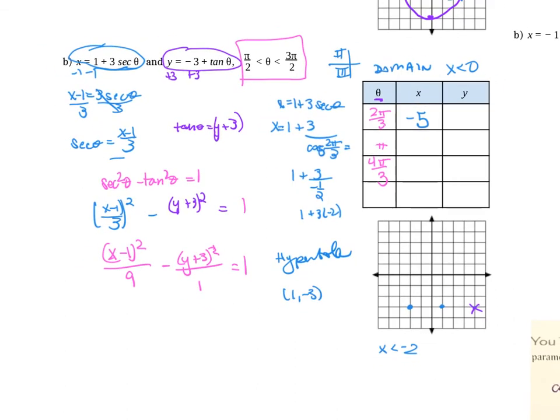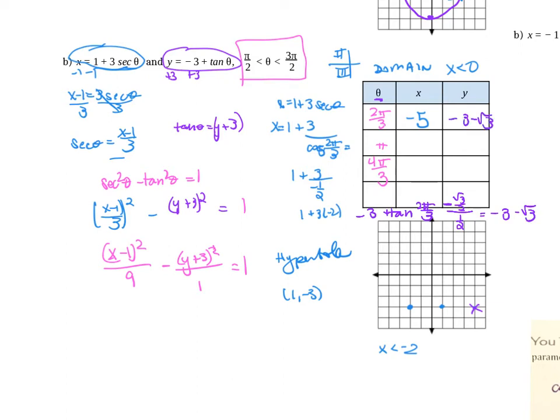Then we plug it into our y value. So we have negative 3 plus tangent of 2 pi over 3. So that is y over x. That's going to be root 3 over 2 over a half. And this is negative, right, because it's in quadrant 2. So we're looking at negative 3 minus square root of 3.